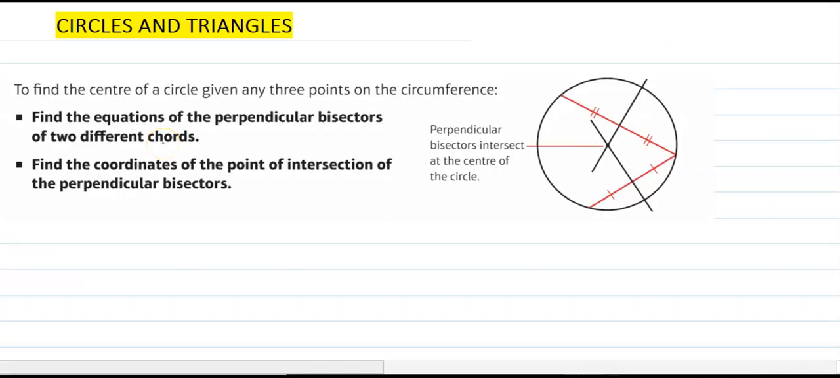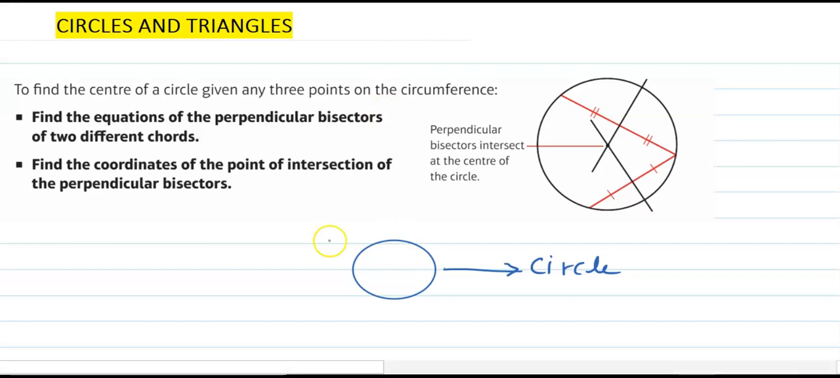Hi guys, in this lesson we are going to learn about circles and triangles. If you can see, there is one circle here. Suppose this is the circle. When is it called a circumcircle? Any idea?